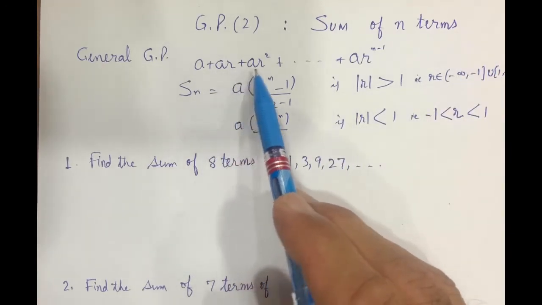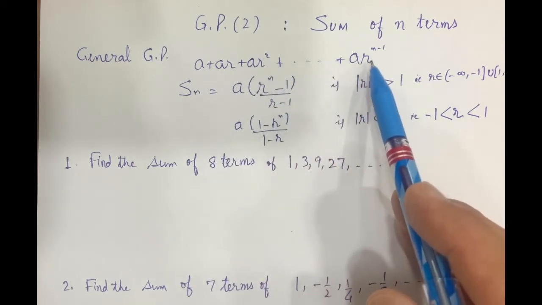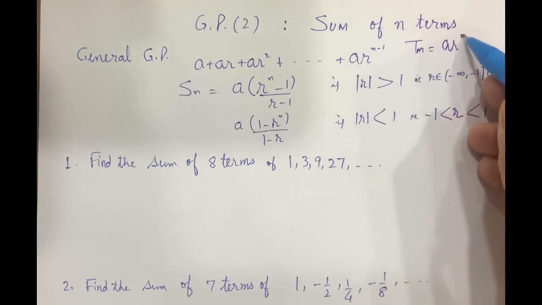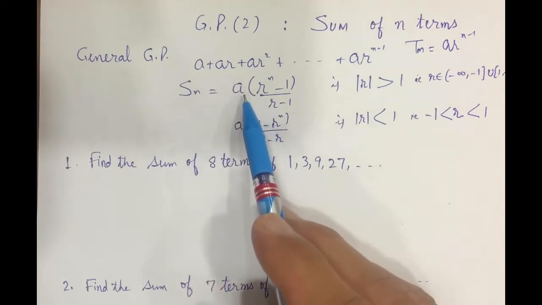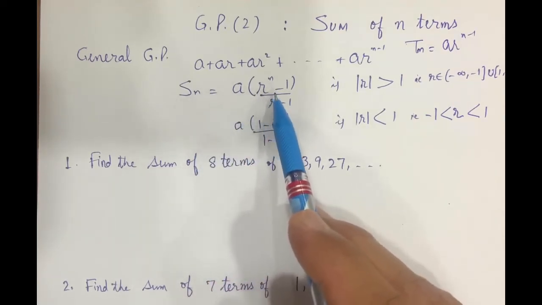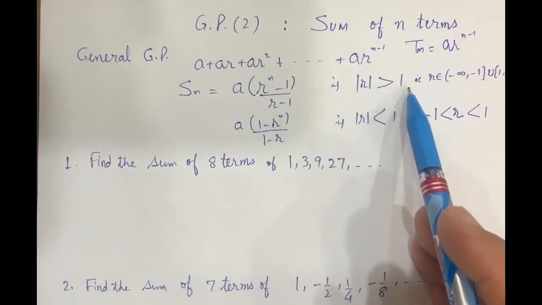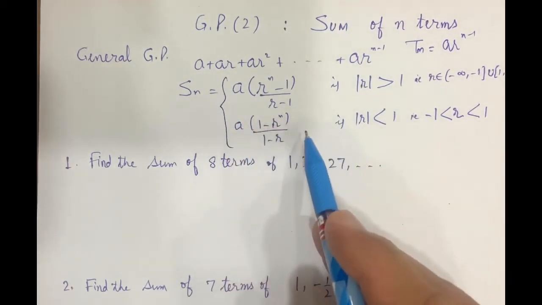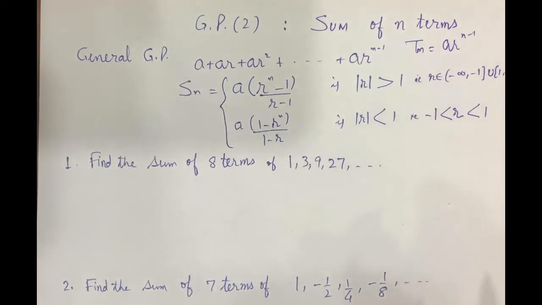So we learned this is the standard GP: a, ar, ar square and so on up to a into r raised to n minus 1. This is the general term. This is the formula for the sum of n terms. Sn is a into r raised to n minus 1 upon r minus 1 when mod of r is greater than 1, and this is a into 1 minus r raised to n upon 1 minus r when mod of r is less than 1. So we have two formulas. Let us straight away start with the questions.